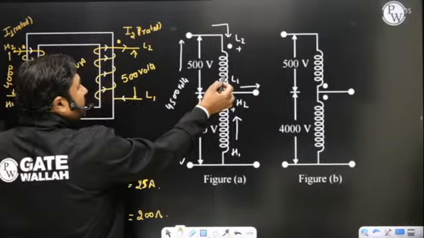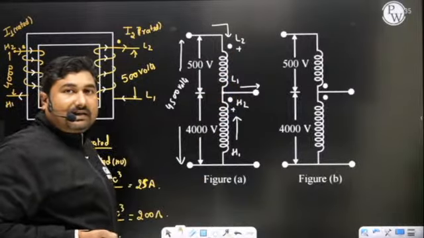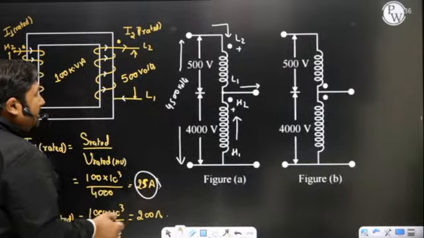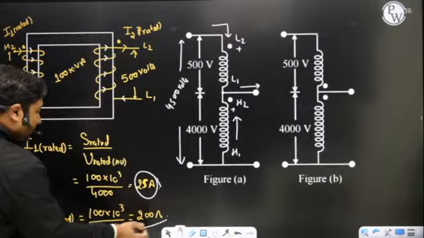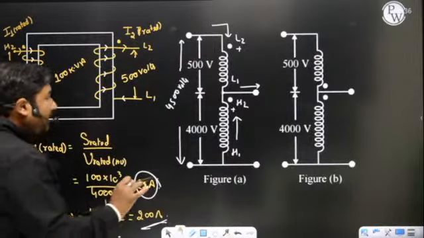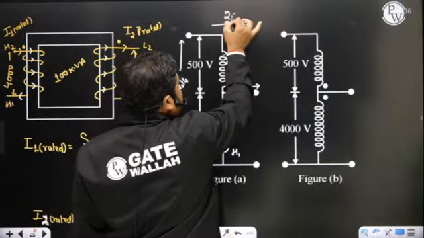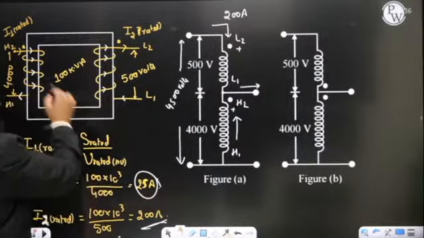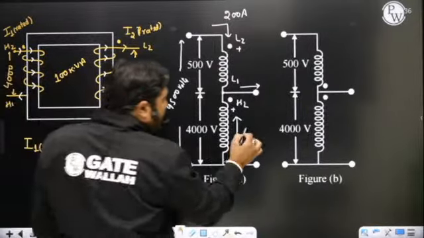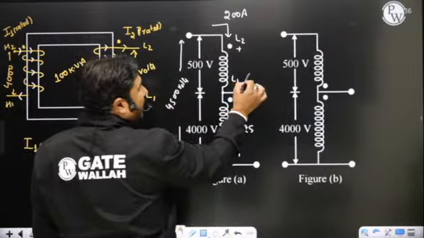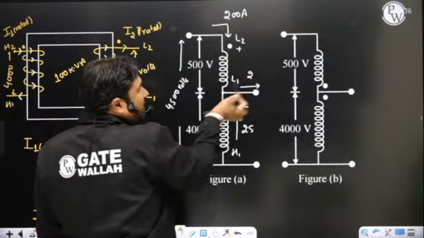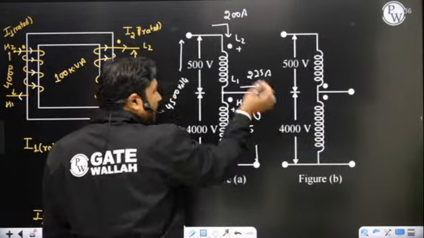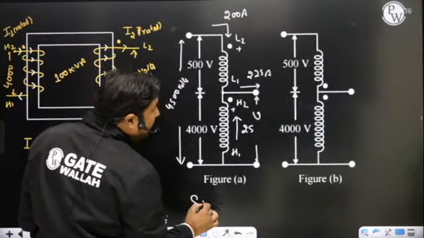Now please observe here, the L2 L1 winding thickness is such that it can withstand the maximum current of, sir, 200 ampere. This I2 rated is 200 ampere. So the thickness of L2 L1 is such that it can handle a maximum current of 200 ampere, and the thickness of winding H2 H1 is such that it can handle a maximum current of 25 ampere. Now you can easily identify the current by KCL: 200 plus 25, 225 ampere. The voltage V multiplied by current is your KVA. So what is the KVA in this?